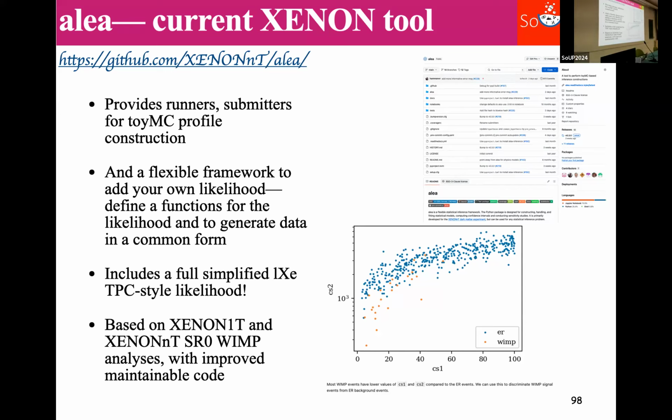But otherwise, it has a framework to add your likelihood to Alea, define the functions of the likelihood, generate data in a common form. And as a tutorial, it includes a full, quote unquote, simplified, but still quite fully featured liquid xenon TPC style likelihood with nuisance parameters for the ER, with WIMPs, with everything. It's great. And this is based, as I said, on Xenon 1-ton and n-ton SR0 WIMP analyses with, I think by now, much improved maintainable code from what I sometimes committed.